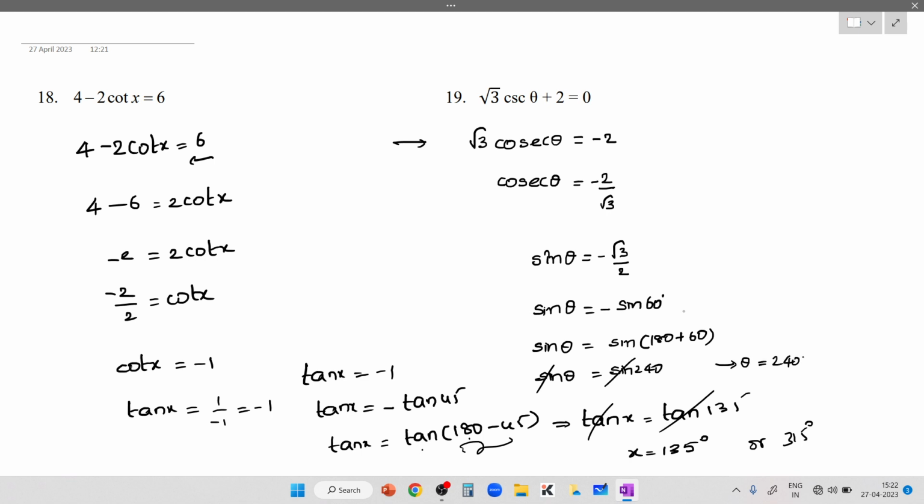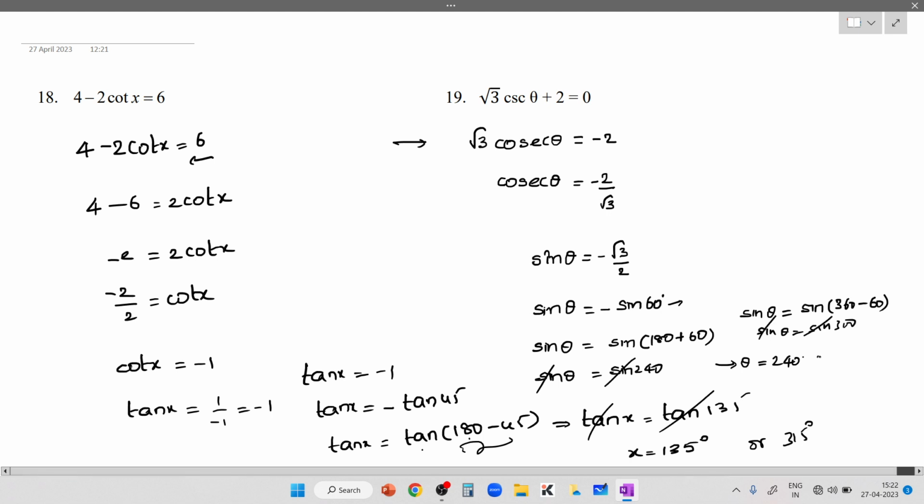Or sine theta is negative also in the fourth quadrant. So the nature of the angle in the fourth quadrant is sine theta equal to sine of 360 minus theta. So that will give us the angle 300. So theta is equal to 240 or 300. So both the answers are correct.